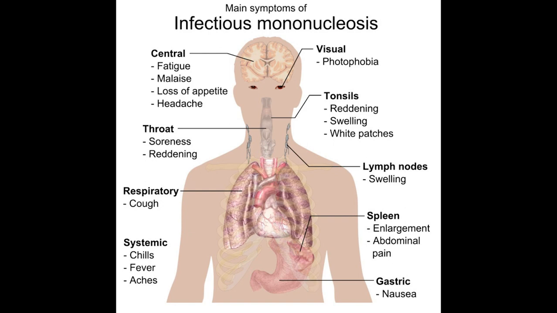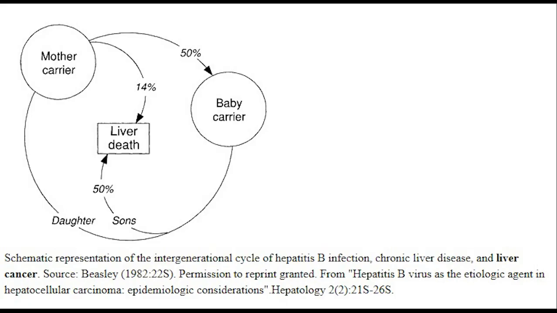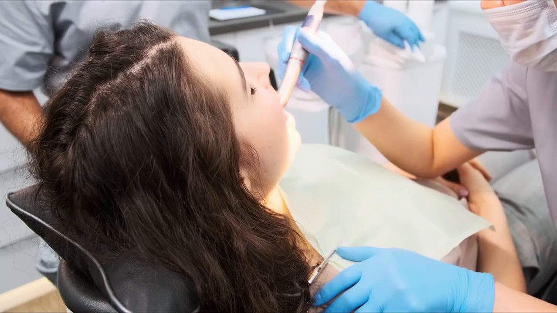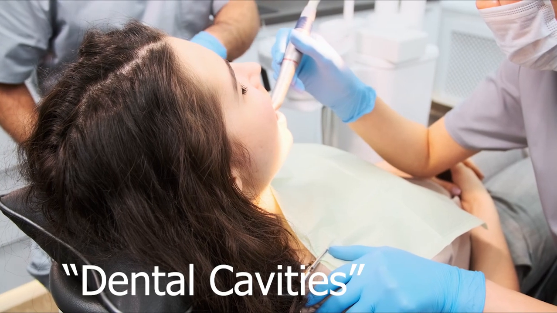Another sexually transmitted disease is caused due to the Epstein-Barr virus or EBV. The cause of mononucleosis is linked to lymphomas, that is cancerous white blood cells, and other cancers. Also, hepatitis B and C significantly increase the risk of liver cancer. The seventh hot example is dental cavities.